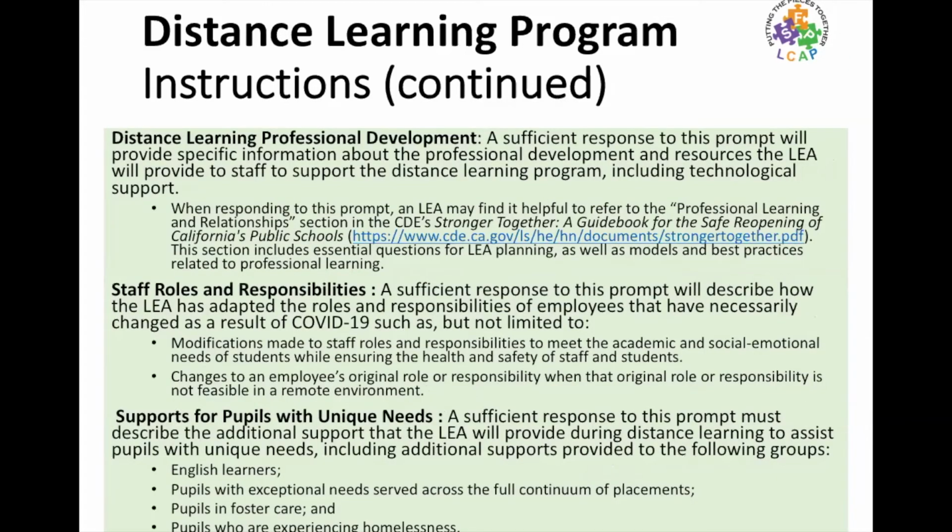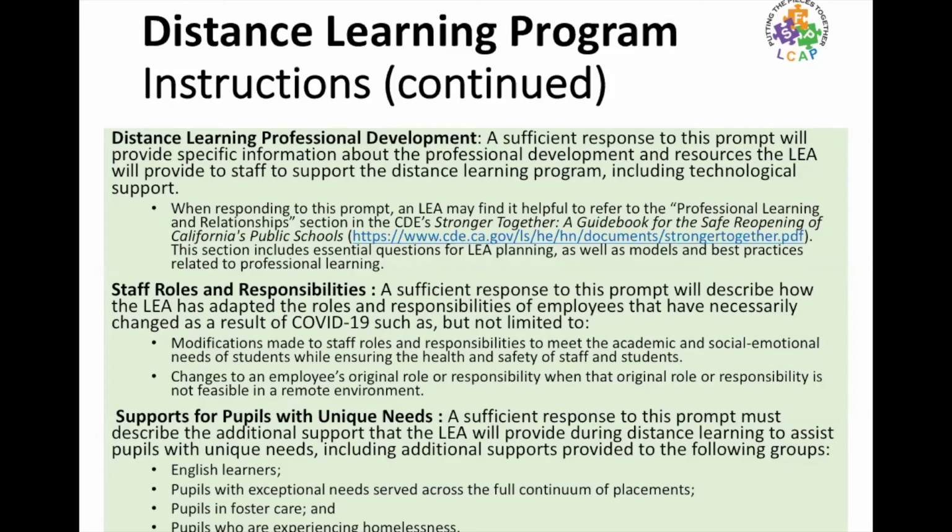And this slide includes the directions from the template for the 4th, 5th, and 6th prompt for distance learning, including the distance learning professional development, the staff roles and responsibilities, and supports for pupils with unique needs. And this category includes English learners, pupils with exceptional needs, which we've noted in the previous Q&A is defined in Ed Code as students identified by an individualized education program team as a child with a disability, just to clarify. Pupils in foster care and students who are experiencing homelessness.